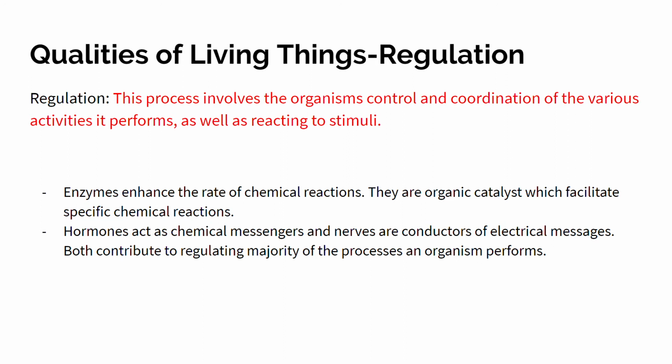Qualities of living things, specifically regulation. Regulation is a process which involves the organism's control and coordination of the various activities it performs, as well as reacting to stimuli. Enzymes are part of regulation because they enhance the rate of chemical reactions. They are organic catalysts which facilitate specific chemical reactions. Hormones act as chemical messengers, and nerves are conductors of electrical messengers. Both hormones and nerves contribute to regulating the majority of the processes an organism performs.